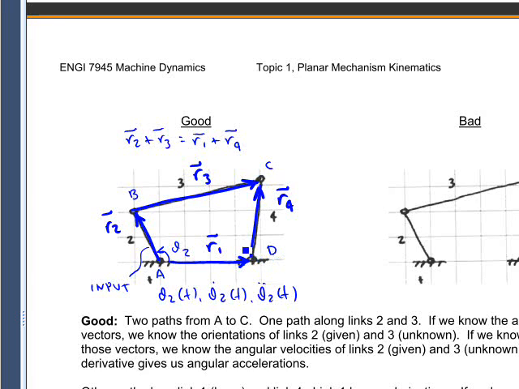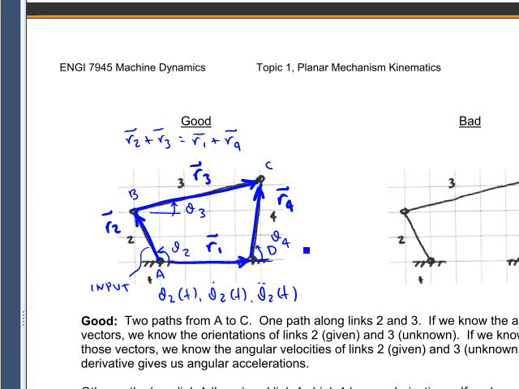Let's see. There are 4 vectors there. Each vector has a magnitude and a direction. We've just said we know all 4 magnitudes. We know the direction of the vector along the base, R1. Its angle is 0 and it stays 0. If we set theta 2 to a function of time, then the only other 2 position unknowns, the only 2 things that we don't know right off the bat, given theta 2, are theta 3 and theta 4. We'd have to figure those out.